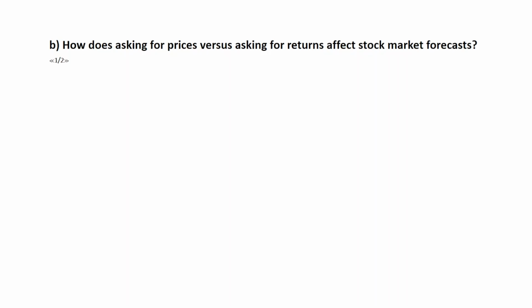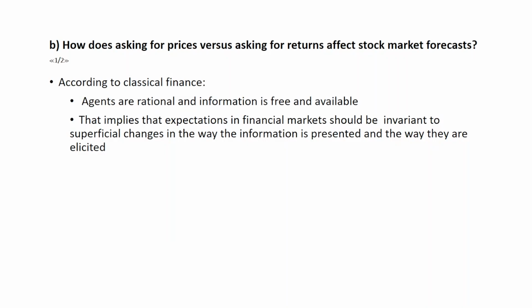In the second part of the exercise, we have this question: how does asking for prices versus asking for returns affect stock market forecasts? Prices and returns are both performance measures. They are alternatives of the same thing. So, according to classical finance theory, rational people should get these two pieces of information and form expectations upon them in the same way.